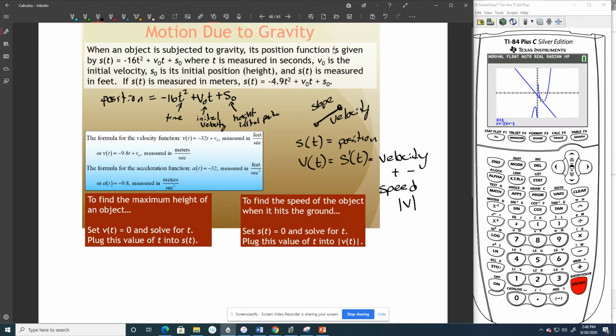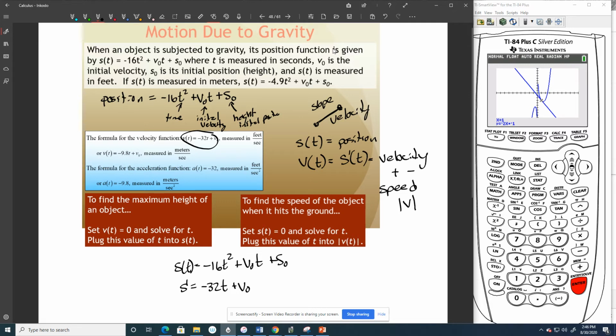So if I just took my -16 t squared plus v naught t plus s naught, so this is my position function. Now, if I take the derivative of that, s prime, I'm going to take the derivative of -16 t squared, which is -32t. The derivative of v naught t is just v naught, and s naught is just a constant, so that goes away. So this formula right here is what it gives you. That's how they came up with it.